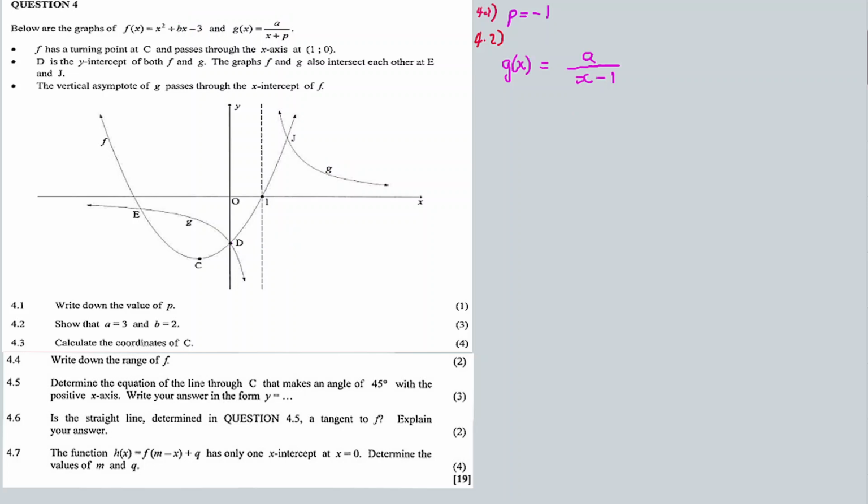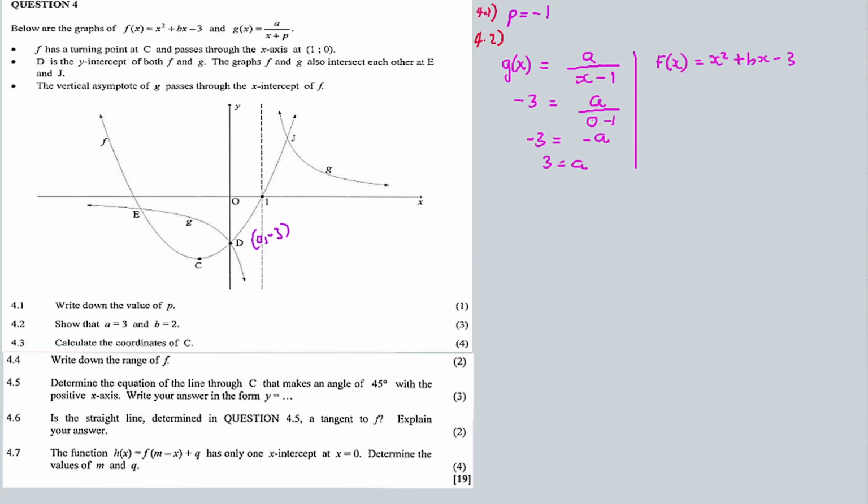So y is negative 3 and x is 0. 0 minus 1 is negative 1, and a divided by negative 1 is equal to negative a. Divide both sides by minus 1, and I find that a is equal to 3. Now we have shown that a is equal to 3. Let's calculate b now.